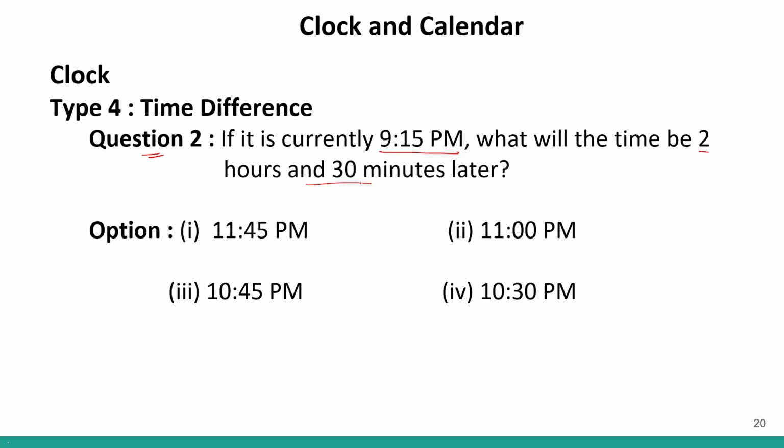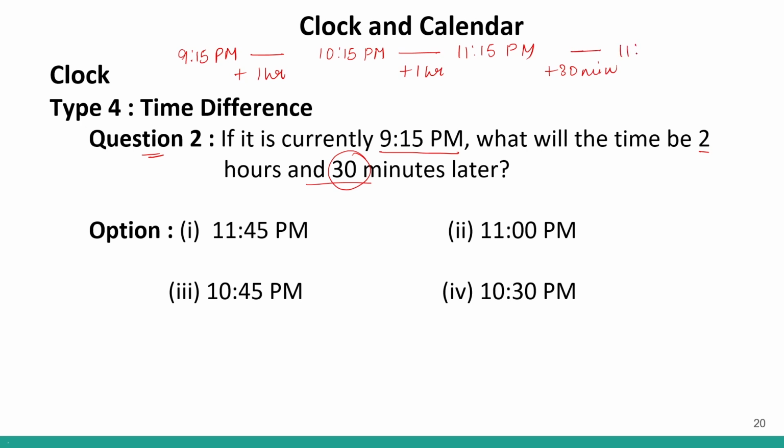30 minutes later? Okay, so we'll do a different method now. So from 9:15 PM, basically I have to add 2 hours and 30 minutes. So I'll add 1 hour. So if I add 1 hour, I'll get 10:15 PM. Correct? Now I'll add 1 hour more. So if I add 1 hour, I'll get 11:15 PM. Now I have to add 30 minutes.